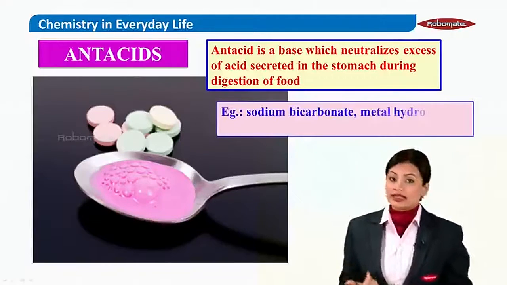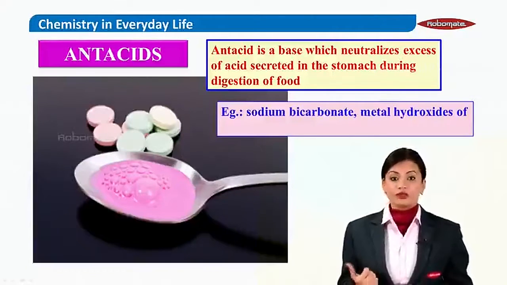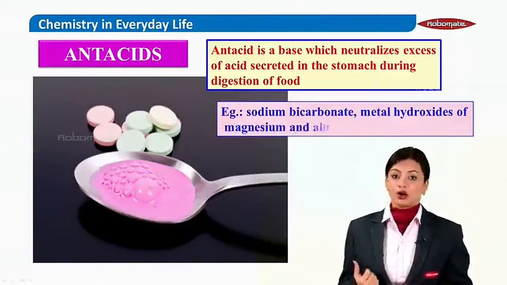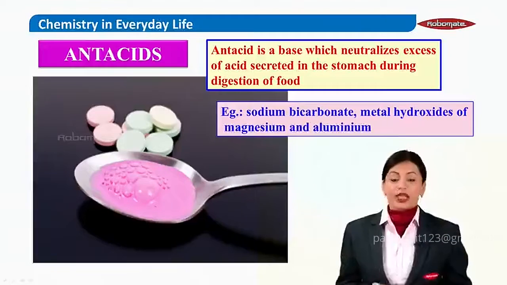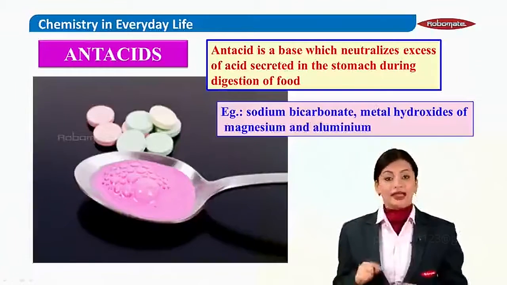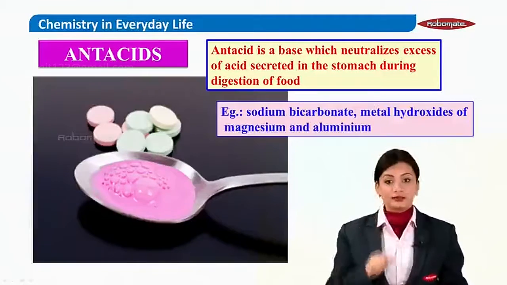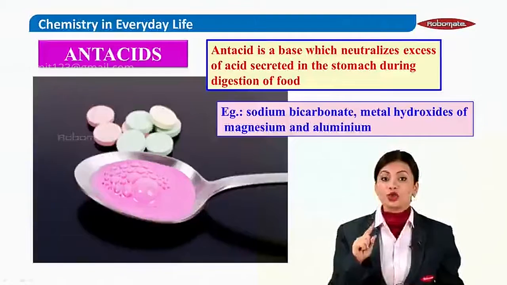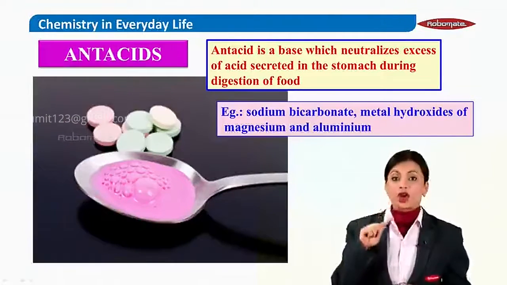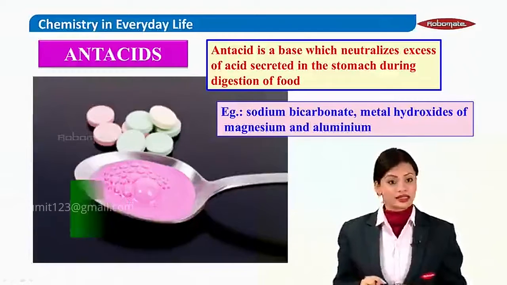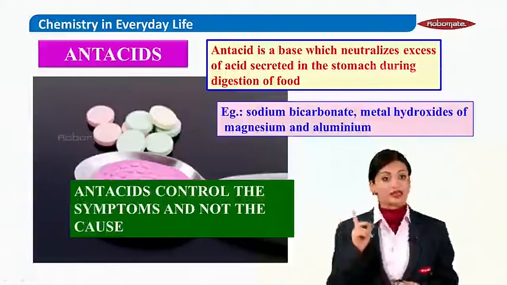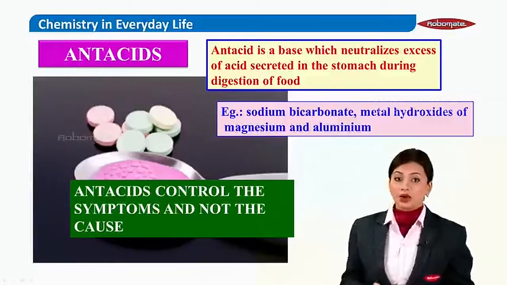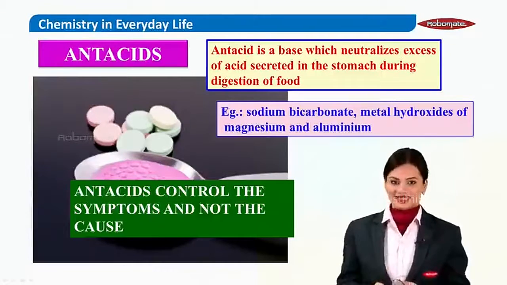Yes, how is antacid made? They are made from sodium bicarbonate, or they are also metal hydroxides of magnesium and aluminum. Now we need to remember children, antacids just cure the symptoms, but antacids do not stop the reason for which the acid is secreted in an excess manner. So we see that antacids control the symptoms and they do not control the cause of the acidity.